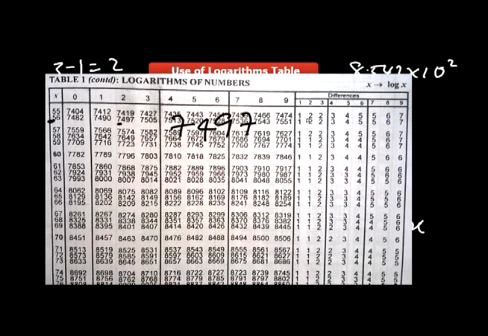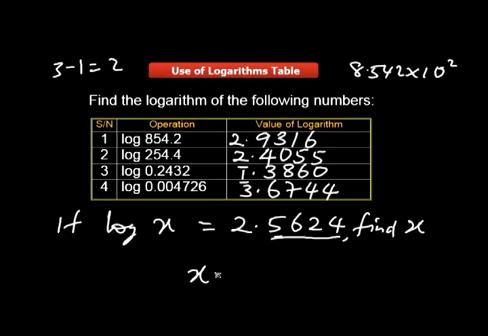56, check difference 4 there is 3. So you add the difference to it, you have 3. So you have 3 plus 7 is 10, carry 1. 1 plus 9, 10, carry 1 still. 1 plus 4, 5. Then here you have 7. So that's 7500. So you come here, you say x is equal to 7500. This is the antilog.